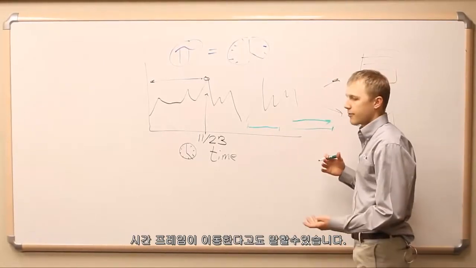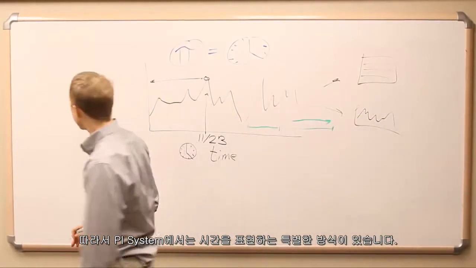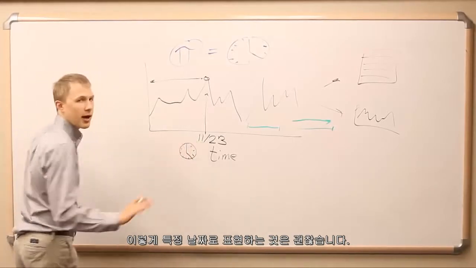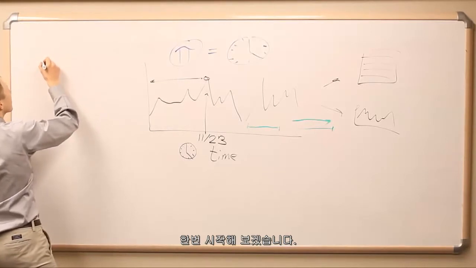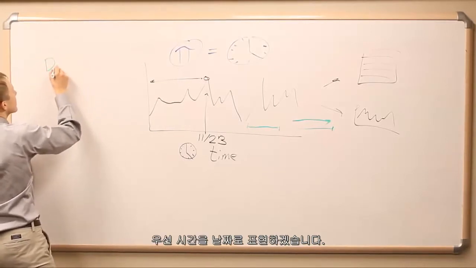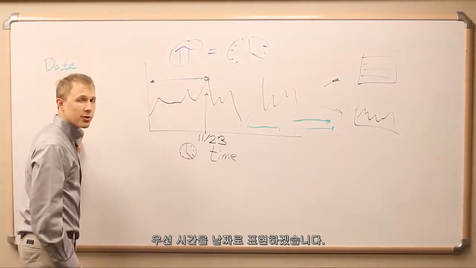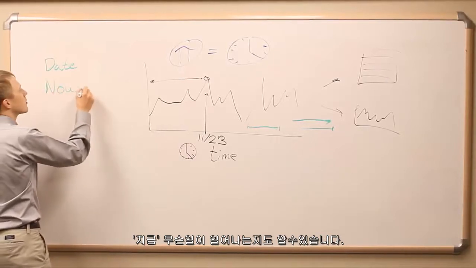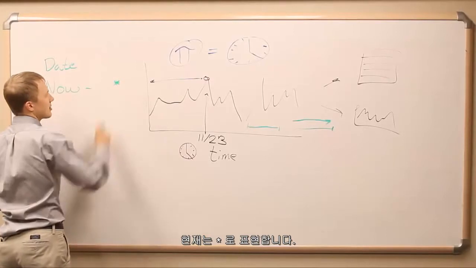And because of that, we have special ways of referring to time in the PI System. Now, the first and foremost that you need to know is that this is okay. We can refer to times as dates. That's all right. So if I want to refer to a time, I can refer to it as a date. Totally okay. If I want to refer to what's going on right now, I can do that too. And I do that with an asterisk.